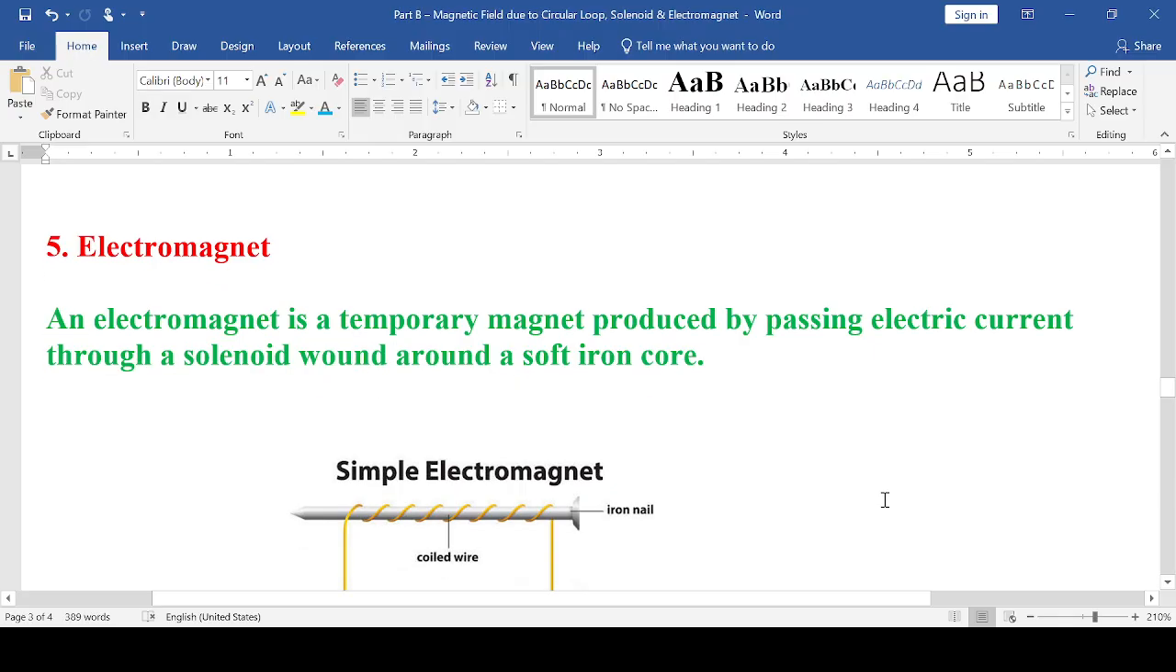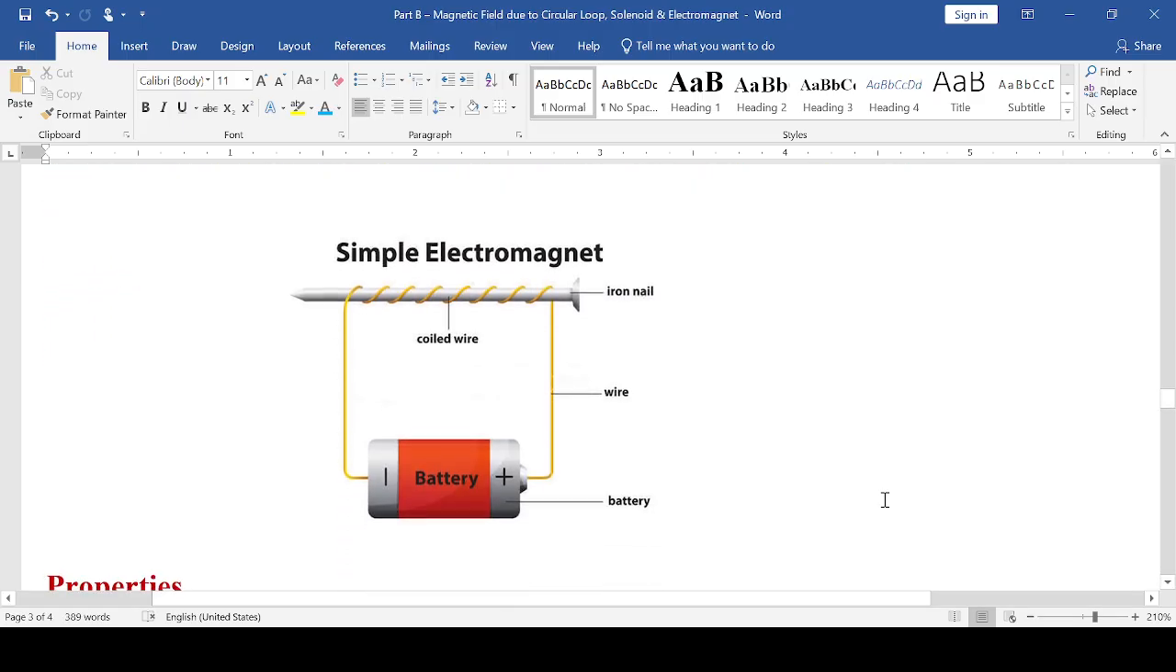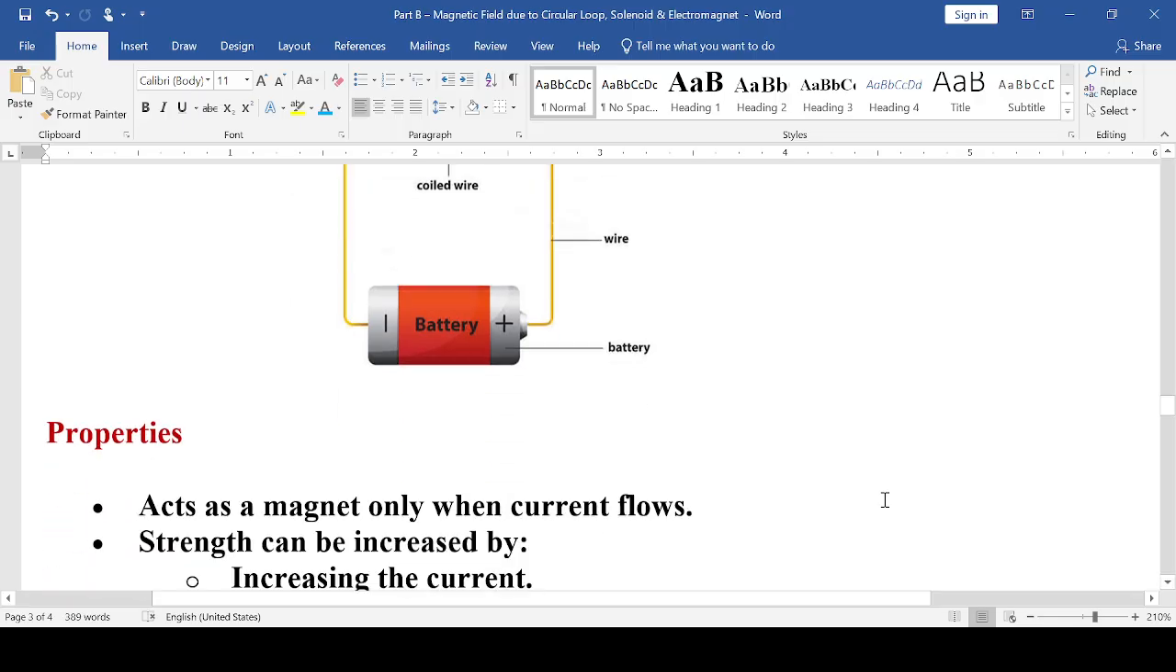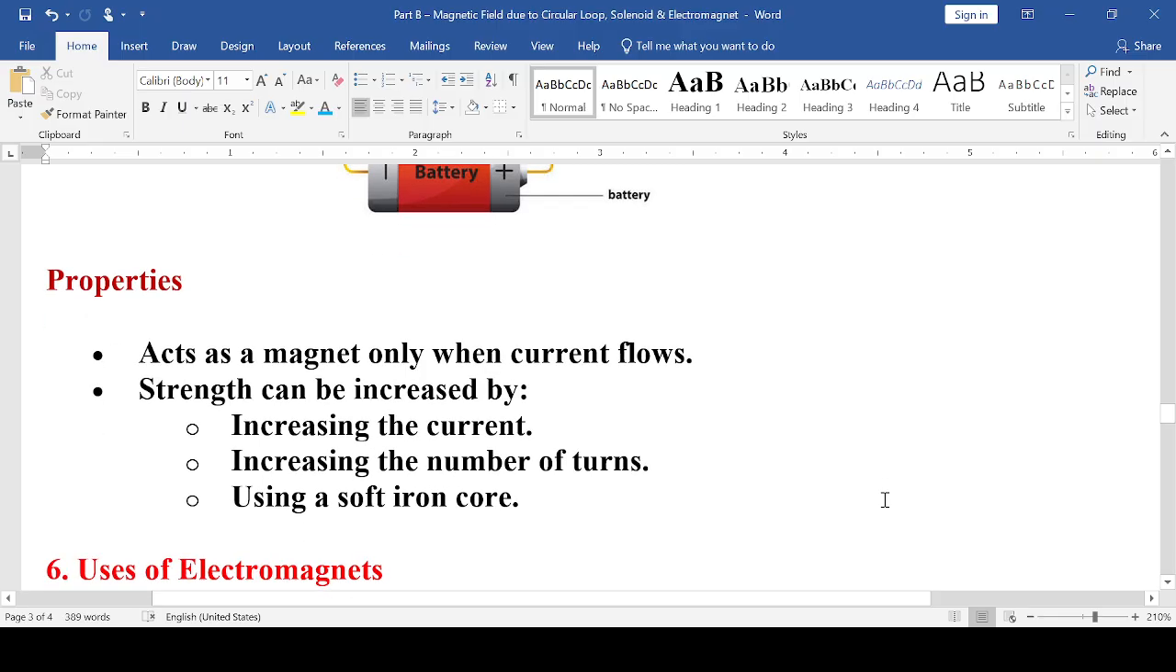Next comes the electromagnet. An electromagnet is a temporary magnet which is produced by passing electric current through a solenoid wound around a soft iron core. Till you are passing the current, it will behave as an electromagnet. When you are not passing current, it will not. It acts as a magnet only when the current is flowing, students. If you want to increase the strength, you need to increase the current, increase the number of turns, or use a soft iron core.